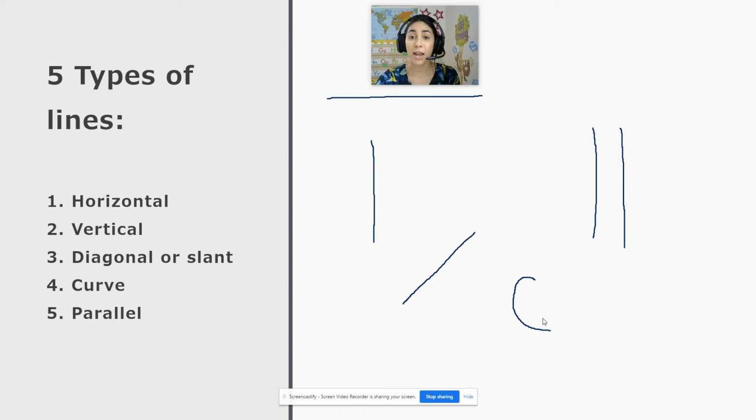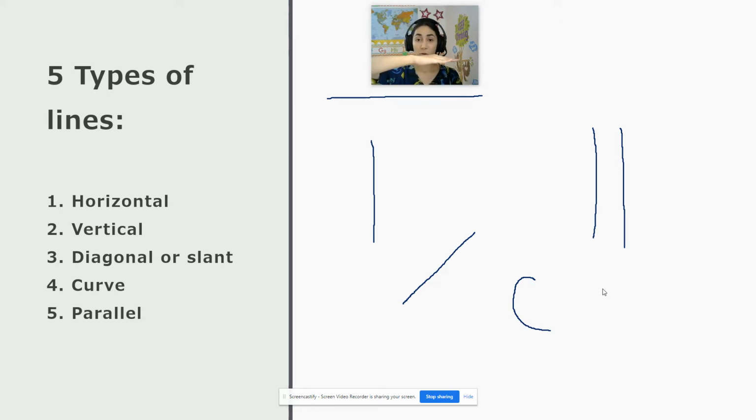And then you have the parallel lines. The parallel lines are just basically two lines right next to each other. They never ever touch. That's why they're called parallel, because they're exactly the same. In this case, it's not exactly the same because I was writing it digitally, but parallel lines are exactly the same length, and they are always right next to each other.